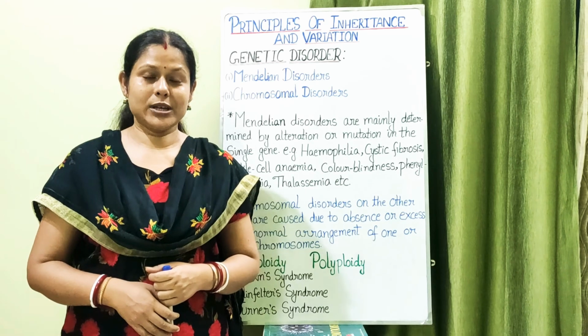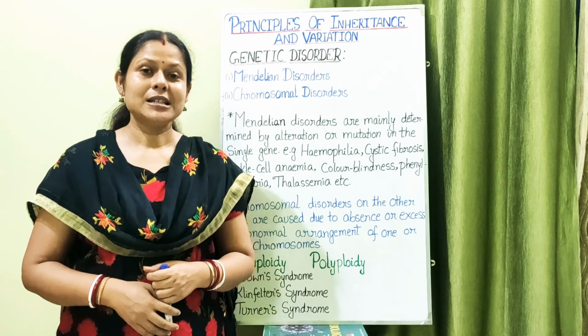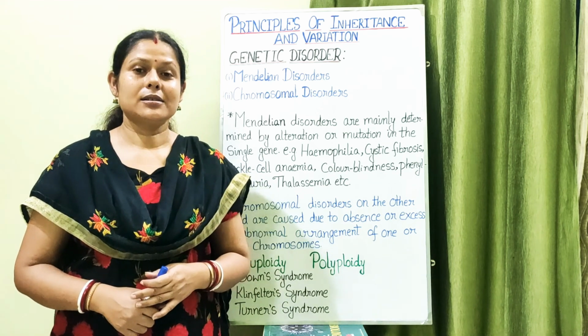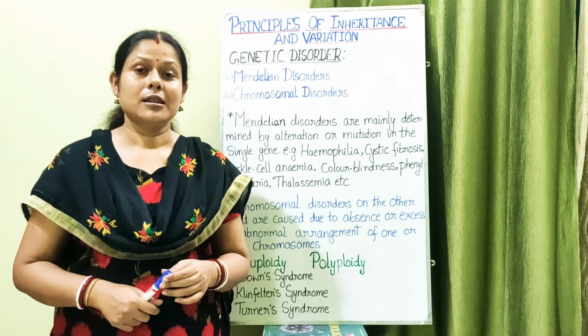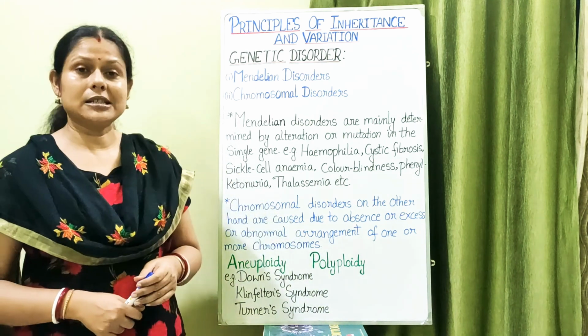Today we have come to the end of the chapter, that is Principles of Inheritance and Variation. Till now we have read so many things about Mendelism and about the chromosomal theory, then about mutation. Today we are going to read about genetic disorders.